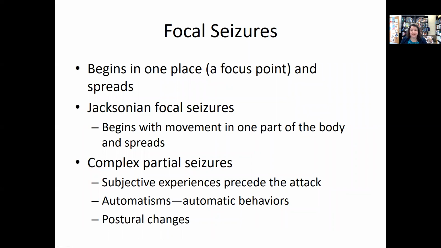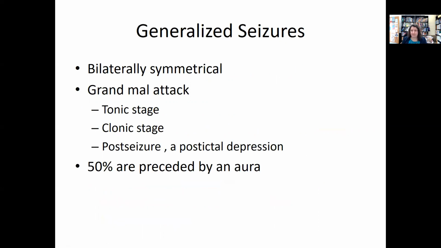So focal seizures begin at a focal point in the brain and spread. So you can have Jacksonian focal seizures that begin with one part of the body and spread. Or you can have complex partial seizures where subjective experiences precede the attack of seizures. So automatisms, automatic behaviors, postural changes, things like that.